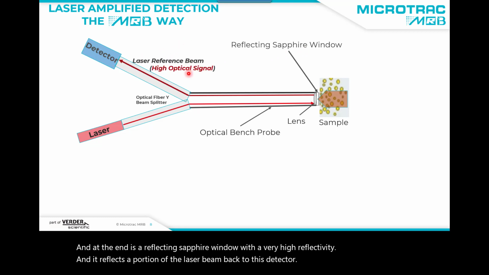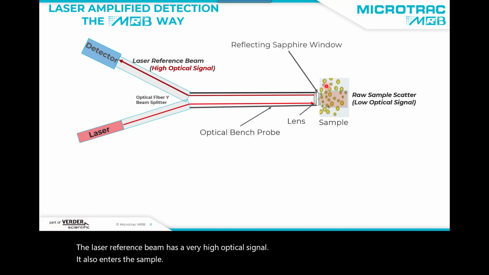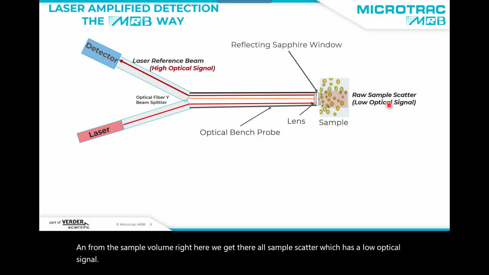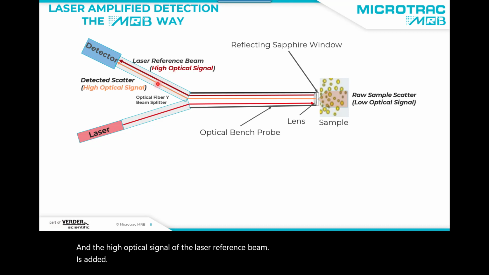The laser reference beam has a very high optical signal. It also enters the sample, and from the sample volume right here we get the raw sample scatter, which has a low optical signal. But when that signal goes back to that same detector, the scatter signal mixes with the laser reference beam, and the high optical signal of the laser reference beam is added to the scatter signal so that we detect a very high optical scatter signal.